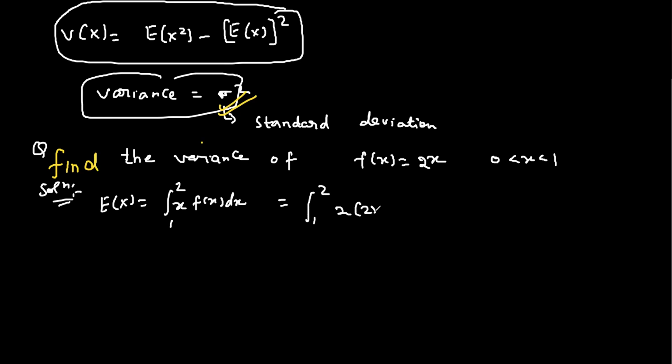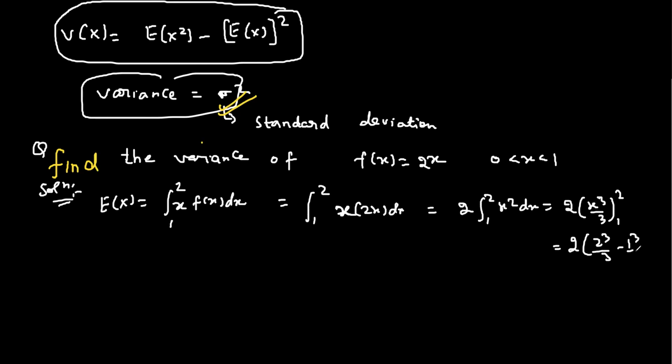X into fx. Sorry, x is x. X into fx. So 2x squared. You know integration of x square is? 2 raised to 3 minus 3. 8 minus 3 is minus 1 minus 3. 7 by 3. 14 by 3, right? Okay. Now we find Ex square.